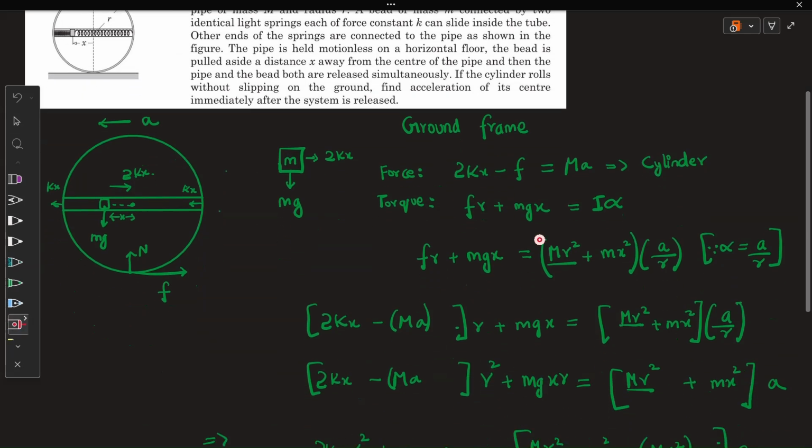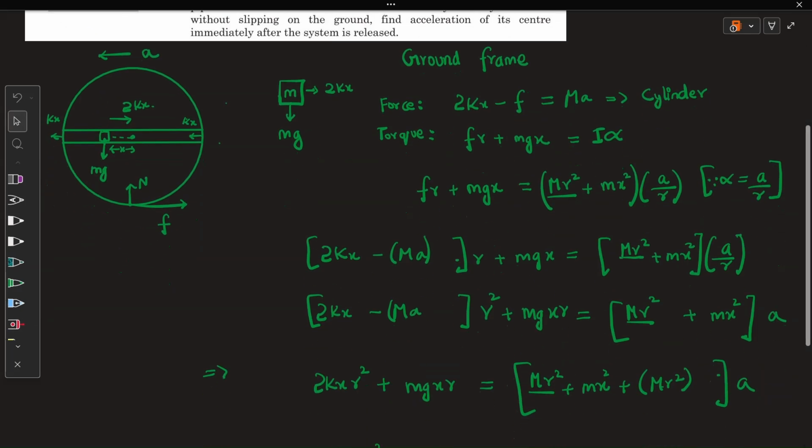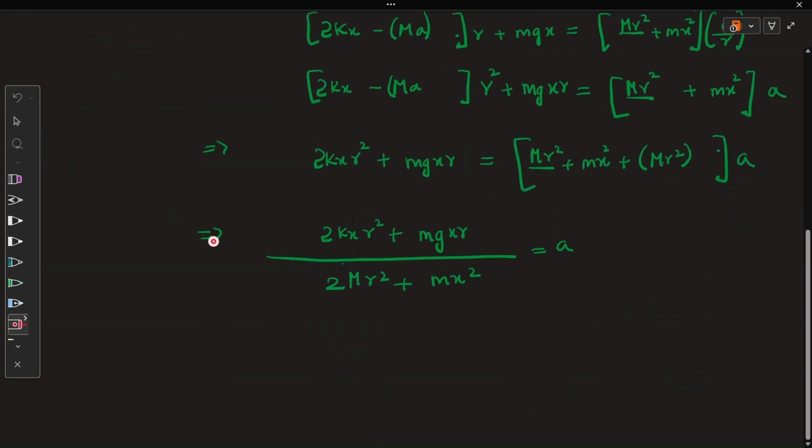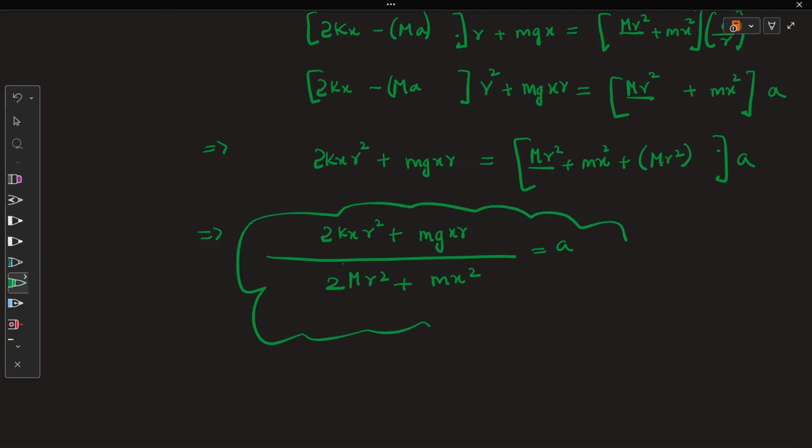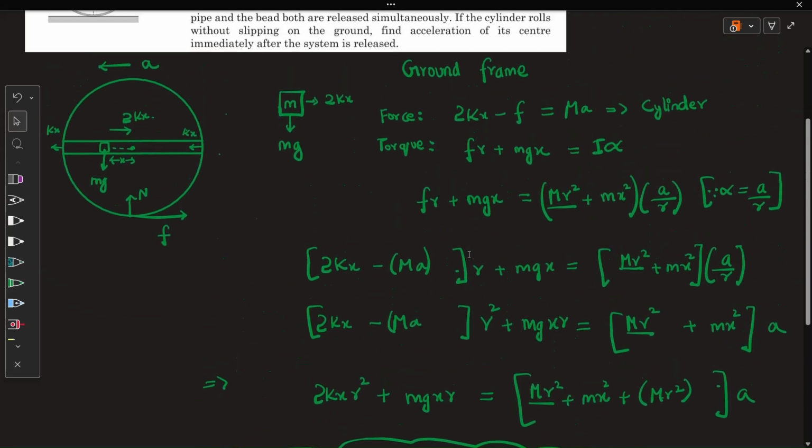So what is I? I is nothing but the combination. We are considering the system, right? So I is nothing but this plus this. So for this m into x square, and for this mr square. And as it is pure rolling, alpha is nothing but a by r. So if we write, I am replacing f with 2kx minus ma everywhere. And if I put it over here, I get the final thing in which f is eliminated. So I get a is nothing but 2kx into r square plus mg x r, by 2m r square plus m x square.